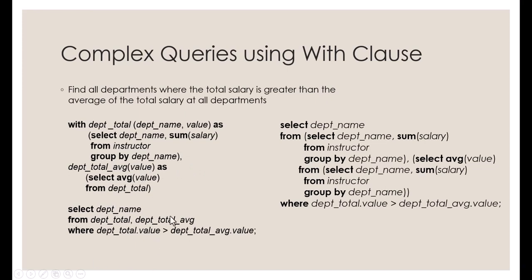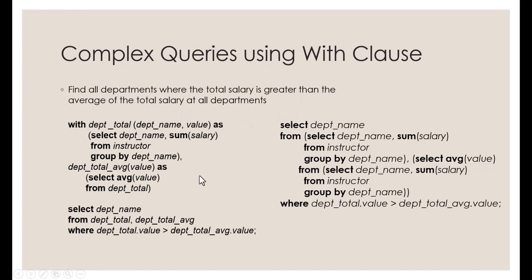Okay, so the actual query here is: select department name from department_total, which is the first relation that we defined. And then we're also taking a Cartesian product between that one and department_total_average, so we're calling these two relations that we just defined, where department_total.value is greater than department_total_average.value. So this will return the departments where the total salary is greater than the average of the total salary of all of the departments.